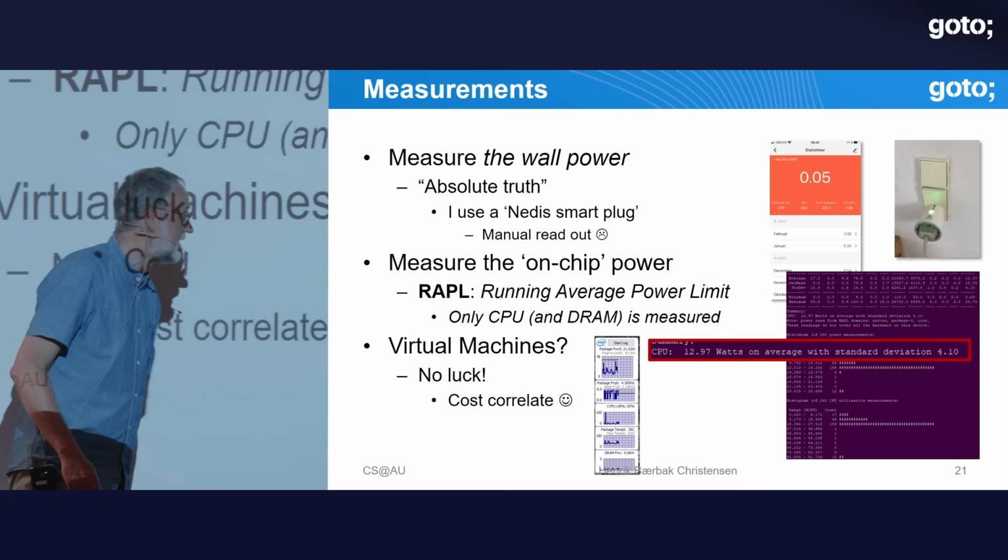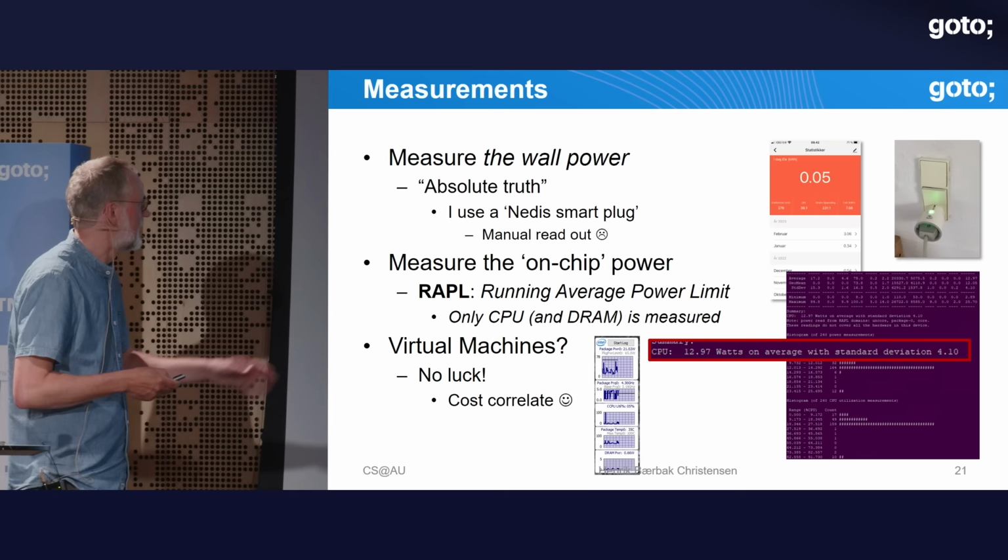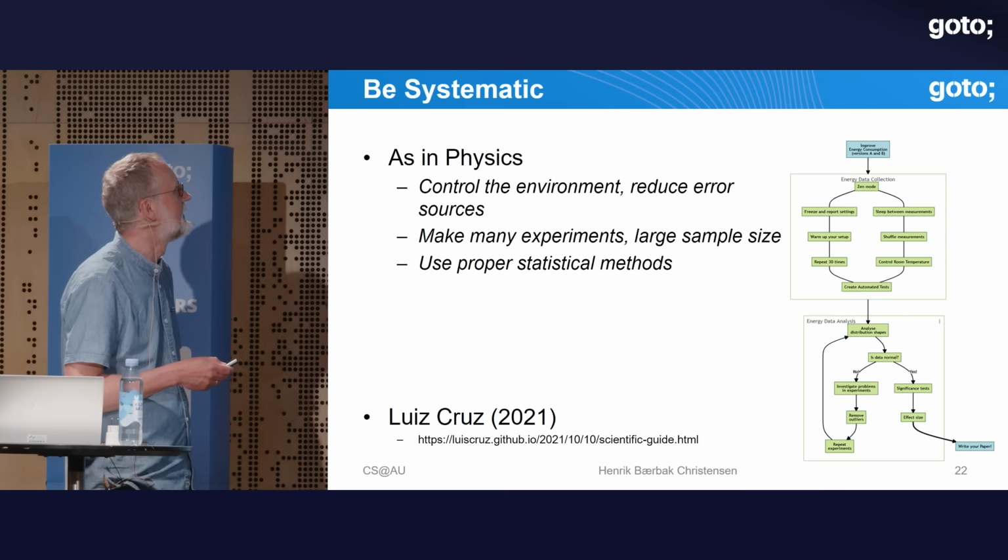But you need the raw machine. Again, find your mom's PC or something, or a stale PC. Virtual machines, look at the cost, but that probably correlates. Okay, measurements, it's physics.